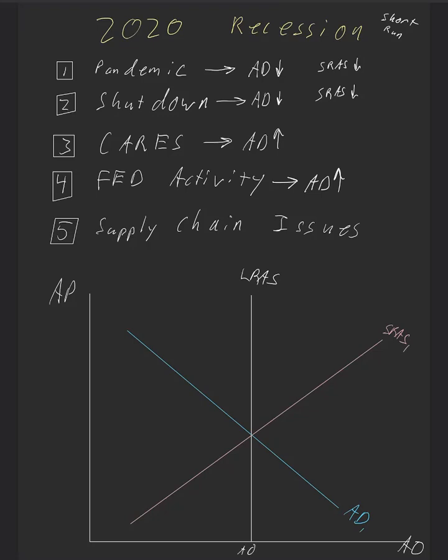So let's just say, which we really were, we were in full employment and we had some price level AP1. The pandemic hits. What happens when the pandemic hits? Well, it's going to drive aggregate demand down. It's going to drive aggregate supply down. What would those mechanisms be?